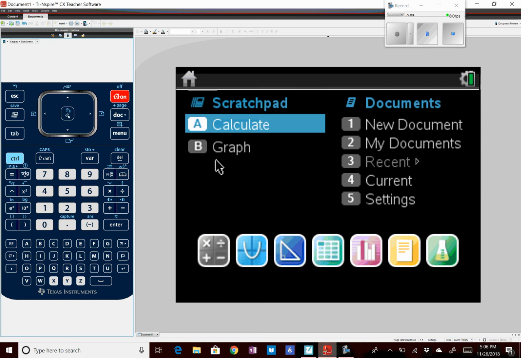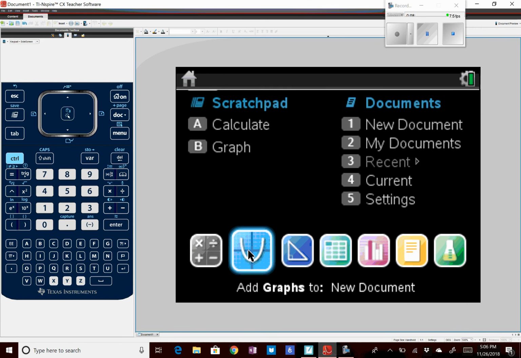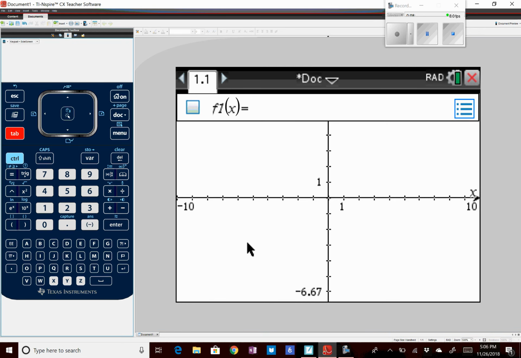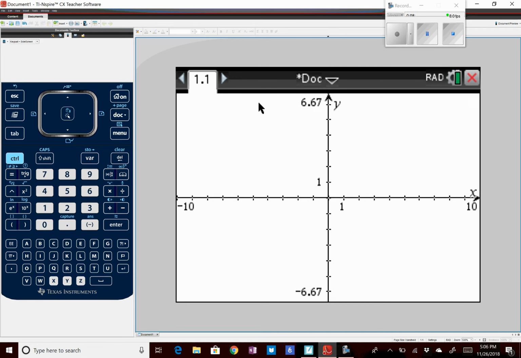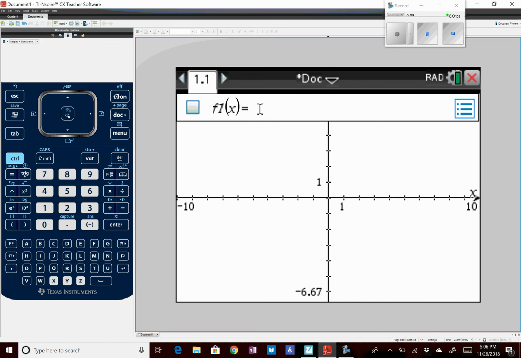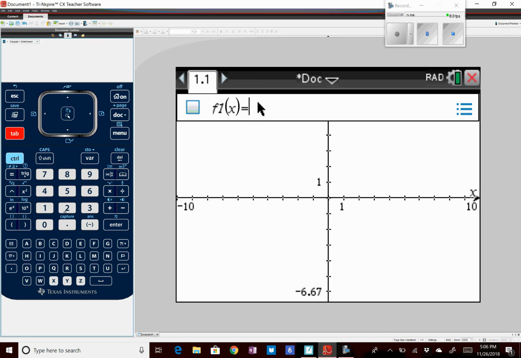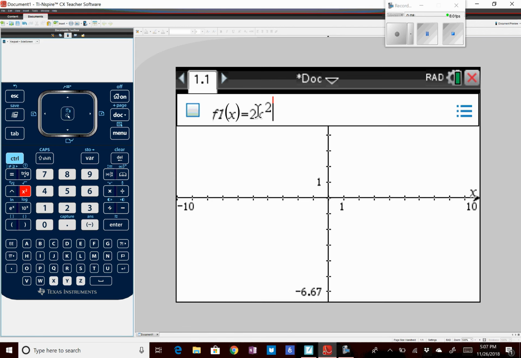What you want to do is get a graphing screen and then graph the expression that we had before. It was 2x squared plus 7x minus 15.